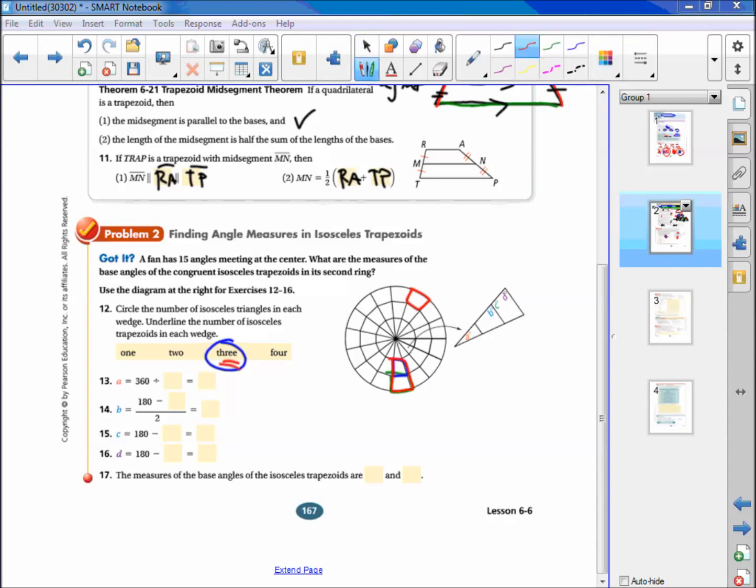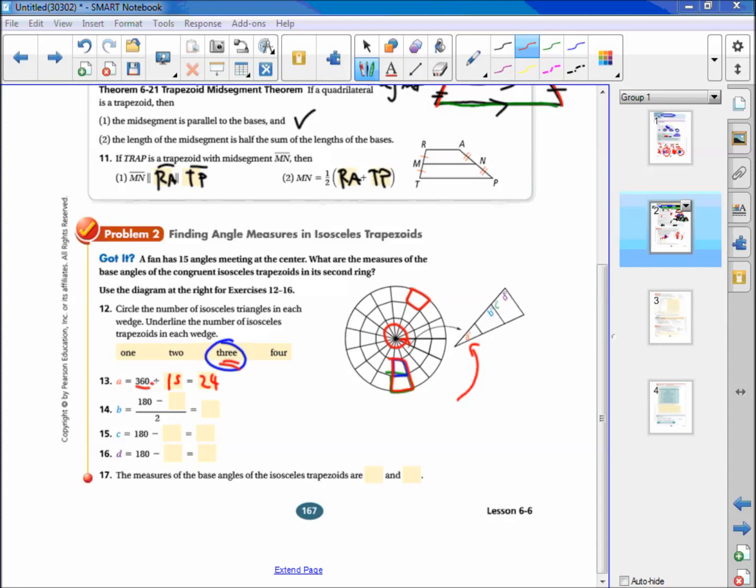Okay. All right, number 13 says find the measure of angle A in the little wedge here. All right, so the whole wedges all together make 360. So there are 360 degrees, and then there are 15 little wedges. And if you divide 360 by 15, you get 24 degrees for each one of those little wedges.